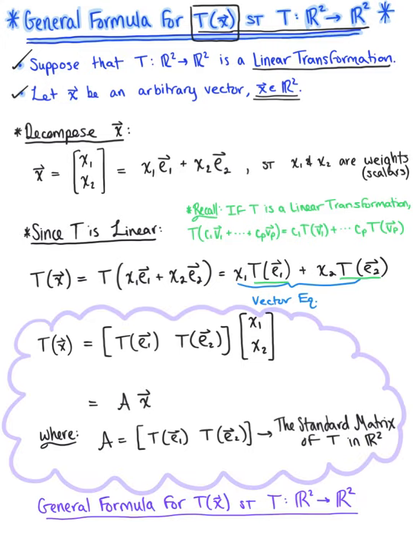And now that we have seen this, in the cute case where T is a linear transformation from R2 to R2, we need to go ahead now and extend this to higher dimensions. So let's go ahead now and take a look at the formal proof for the general formula for our image of vector x under the action of T.